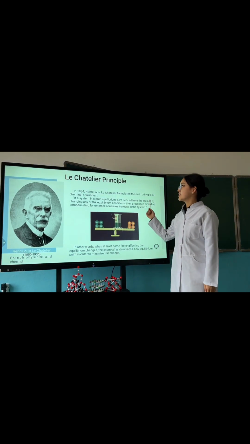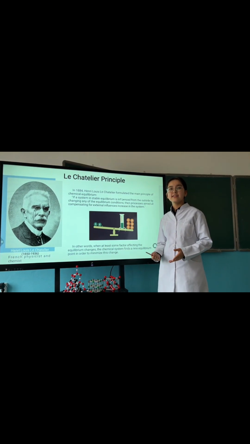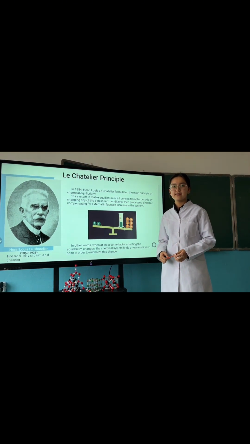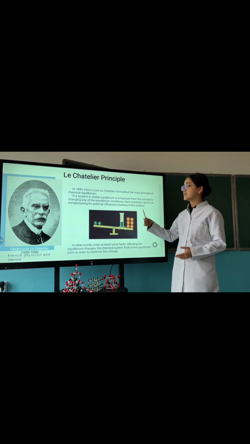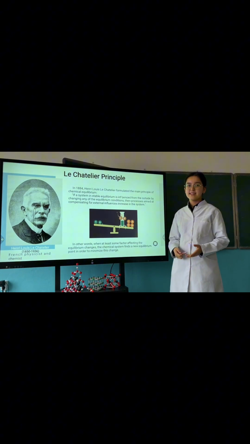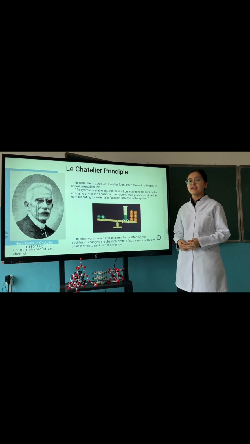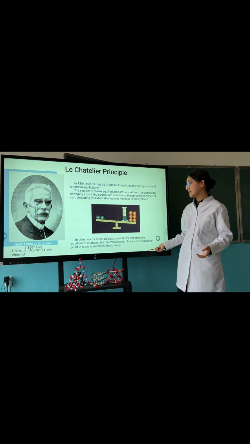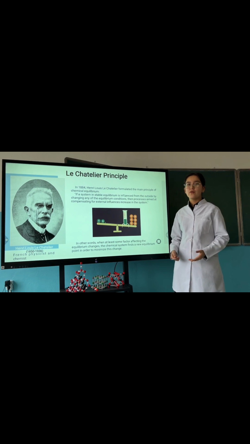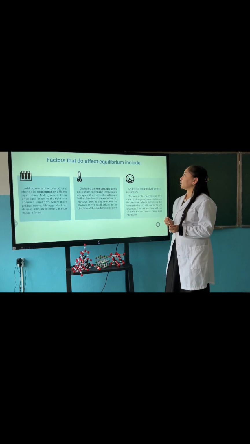Next, Le Chatelier's principle. In 1884, Henry Louis Le Chatelier formulated the main principle of chemical equilibrium. If a system in stable equilibrium is influenced from the outside by changing the equilibrium conditions, then processes aimed at compensating for the external influence increase in the system. In other words, when at least some factor affecting the equilibrium changes, the chemical system finds a new equilibrium point in order to minimize this change.